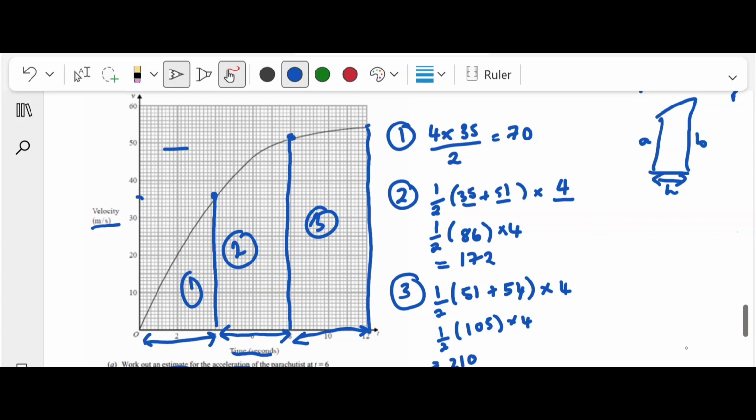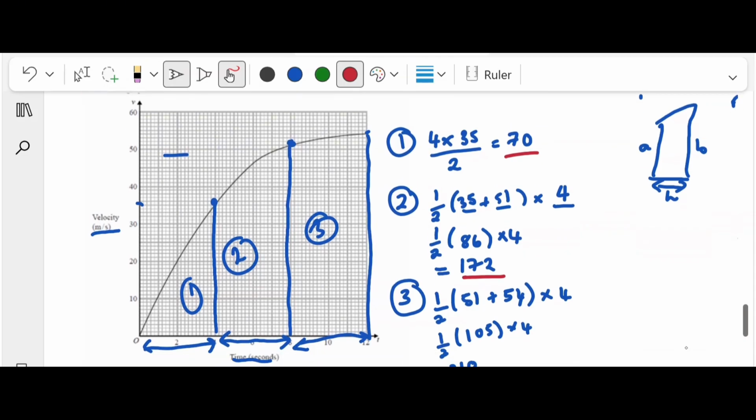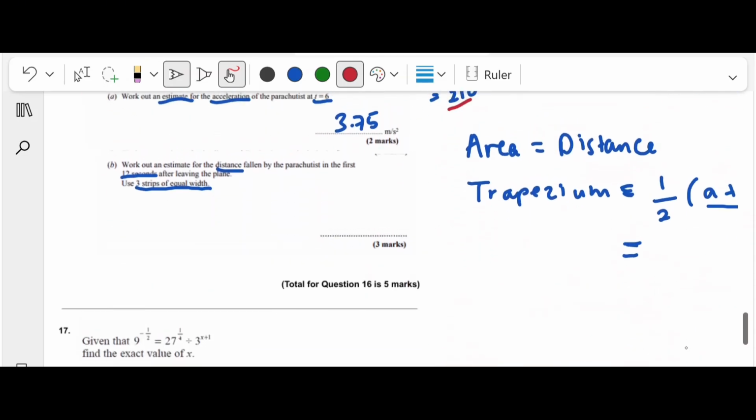So now that I've got my 3 areas, all I do with these is I add these together and that gives me my final answer. So it's 70, add 172, add 210. So I'm going to do that then. 70, add 172, add 210. And again, use your calculator to add these together. 210, add 172, add 70.